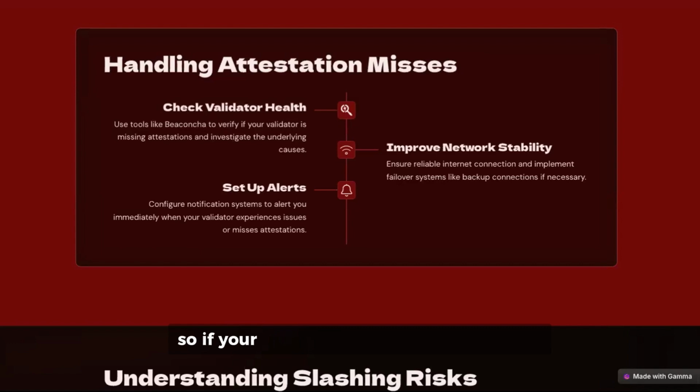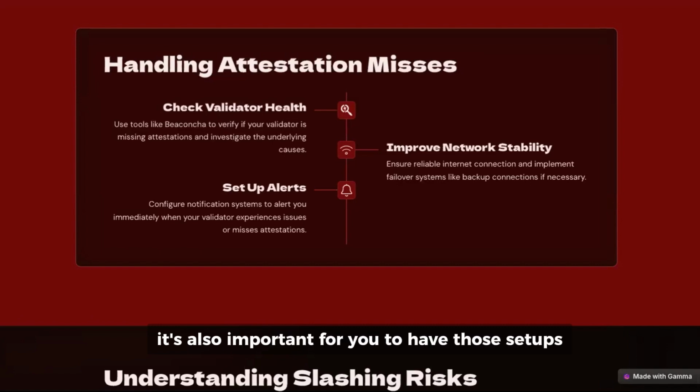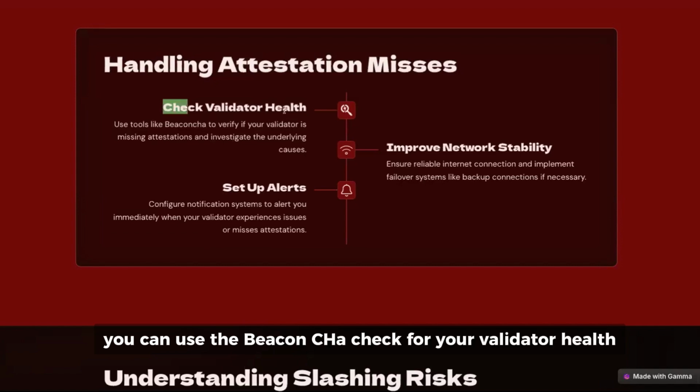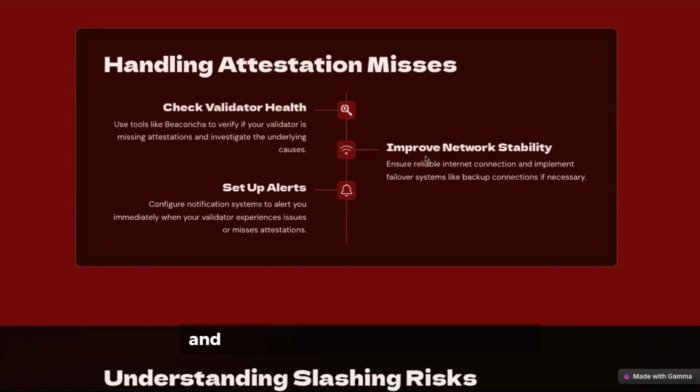The thing is, if your node goes off, it doesn't immediately get slashed until a certain number of times. So that's why you need to act fast, and it's also important for you to have setups that will trigger when there's downtime or something wrong, for you to act immediately. You can use the beacon chain to check your validator health, and your network should be very stable.